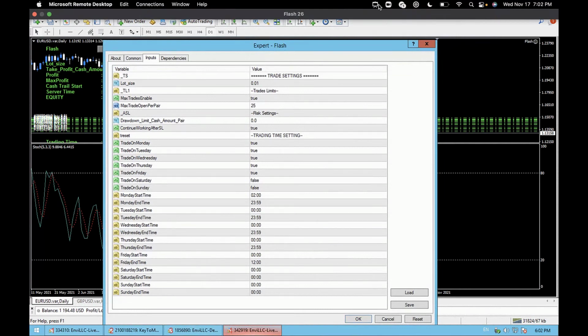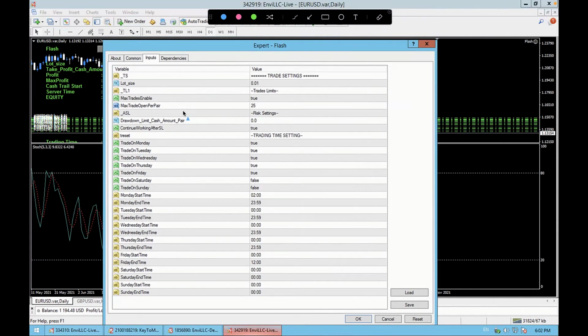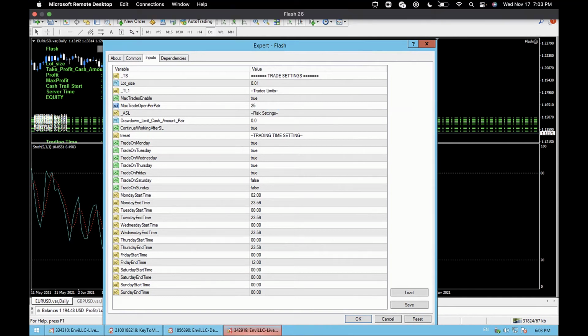First of all, here are the risk settings that we can use. We have stop loss. What does that mean? Stop loss risk settings: you can set the drawdown limit in cash amount per pair. That means, in Euro USD, if I'm trading with 0.01, this is just an example, I don't know how much you're prepared to risk, but let's say you only want to risk $200. You can put $200 here, and once it reaches $200, it's going to close out all the trades. So you lost $200.